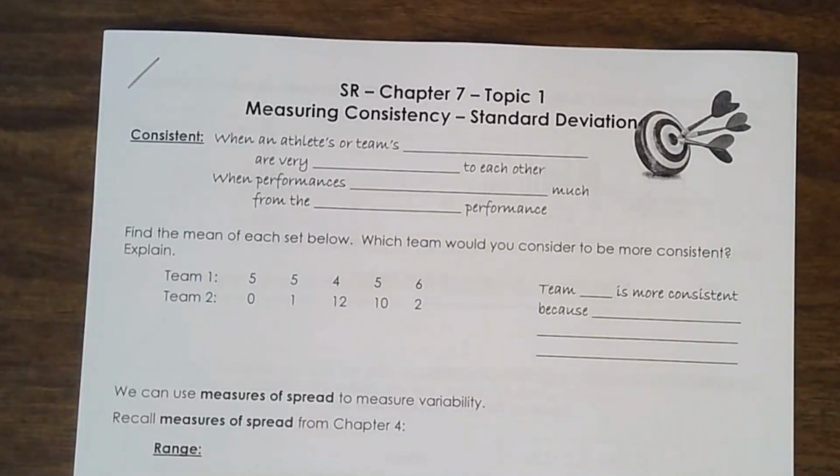This chapter is all about consistency, and we're going to learn another measure of spread called standard deviation. When we're talking about data being consistent, data can have a similar average but different consistency. For example, we've taken 4 tests in this class.